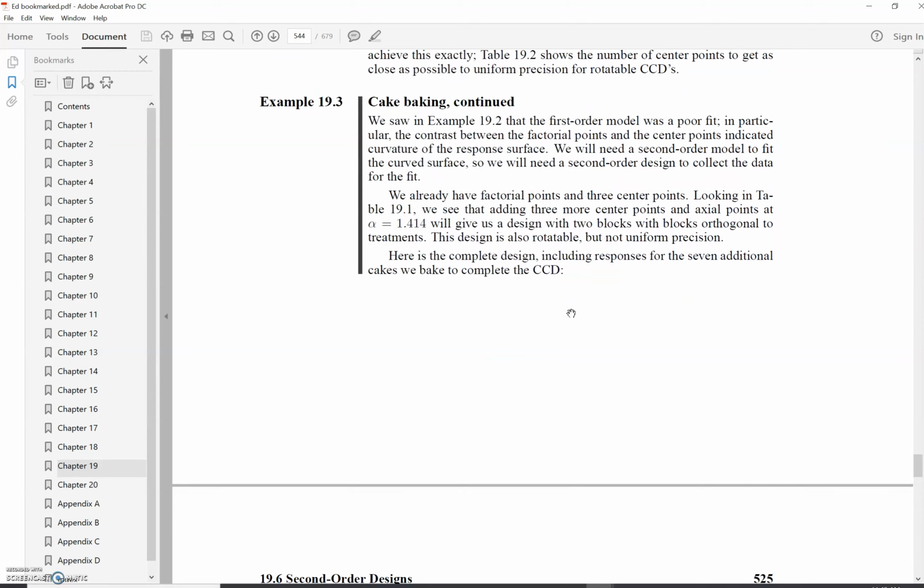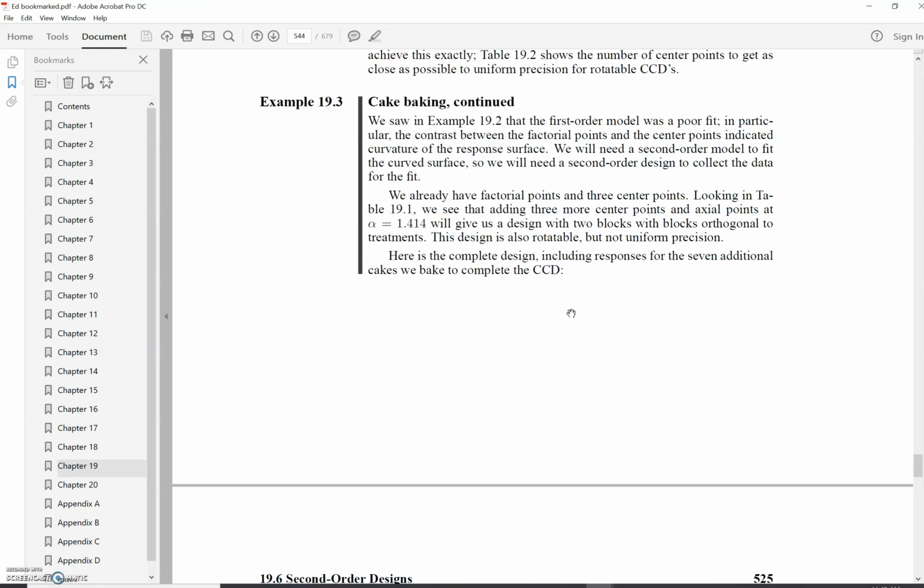So the first order model in that cake baking was not an adequate fit. In particular, Gary points out the contrast between those factorial points and the center points indicated that there's some sort of curvature in the response. So that's when you know you need a second order model, because that model is a curved surface rather than a flat surface. So we have those factorial points and then the 3 replications of those center points in our example.